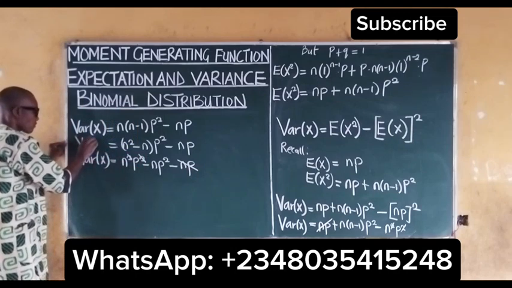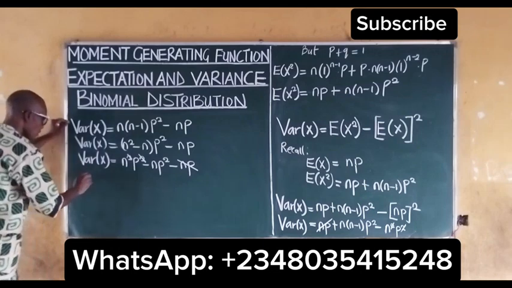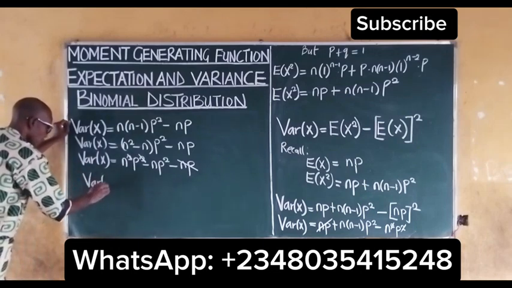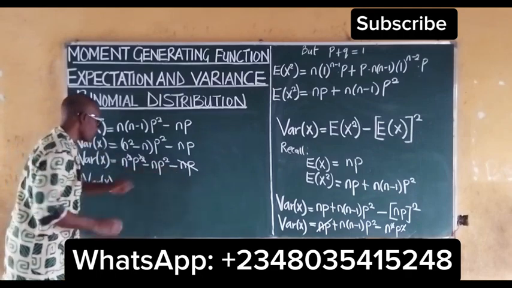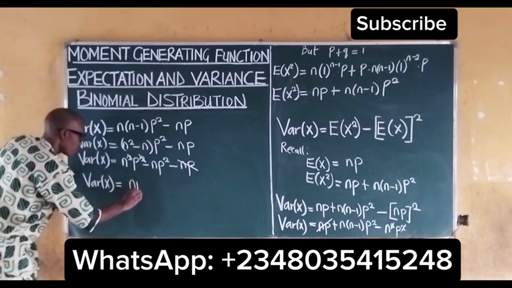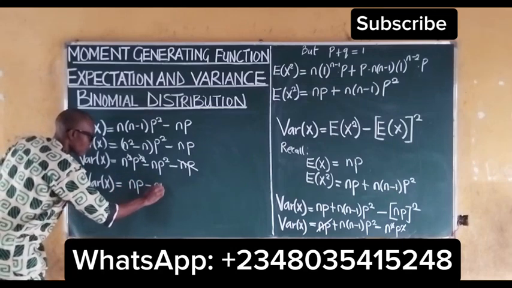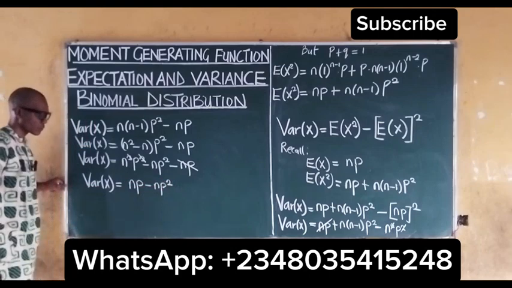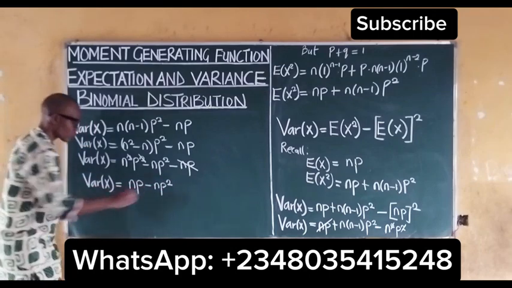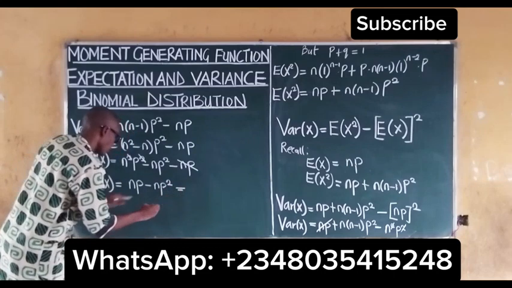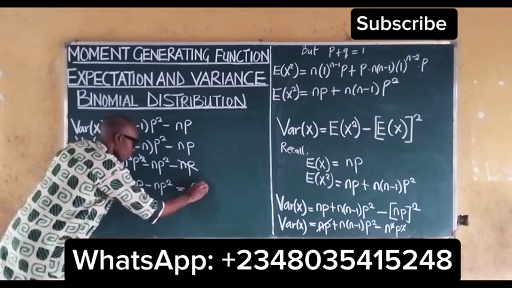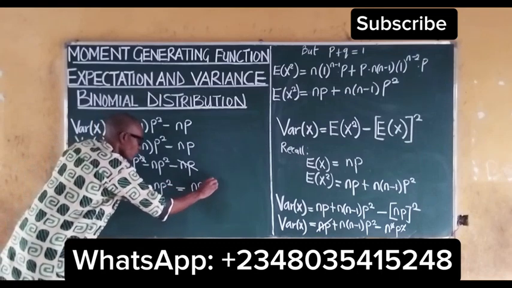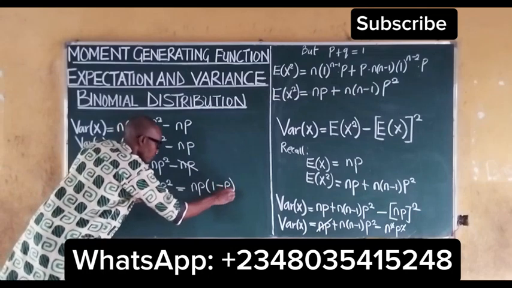Our variance of x will now be equal to, this cancels this, so we have np minus np squared. So we have something that is common, which is equal to np into 1 minus p.